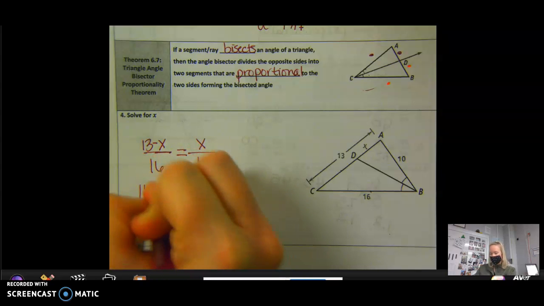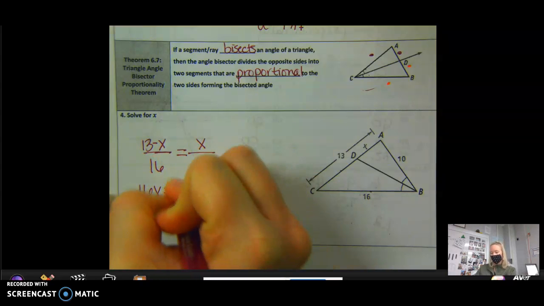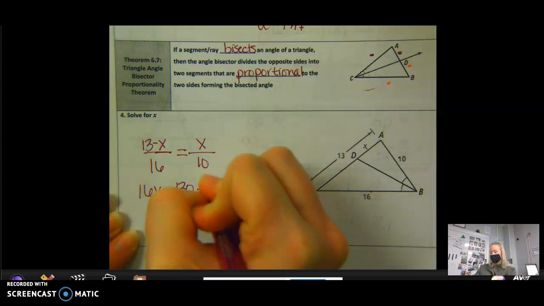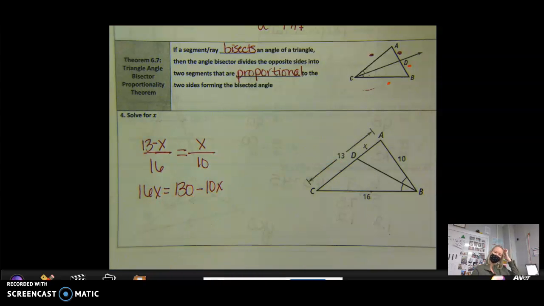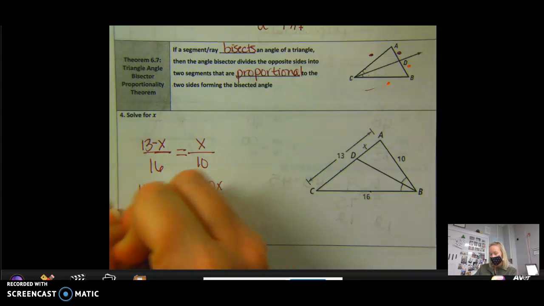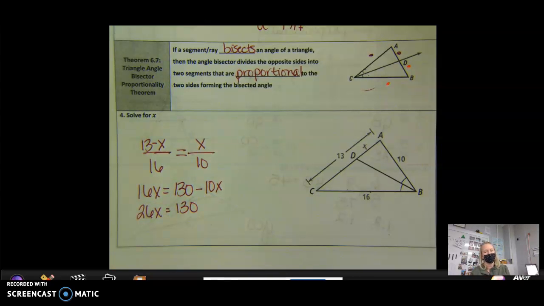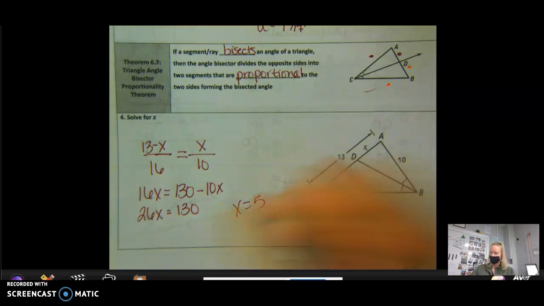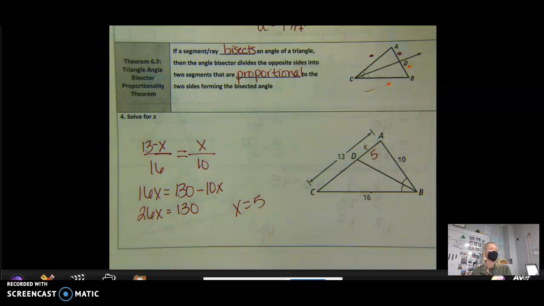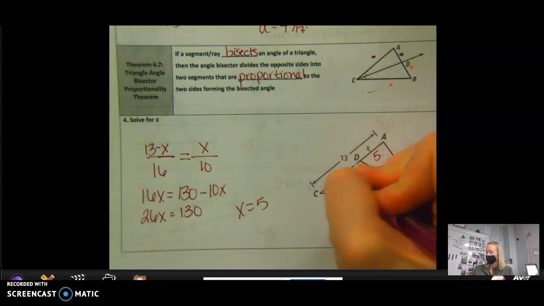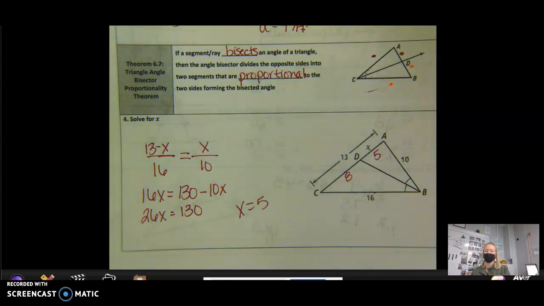We cross multiply. 16 times x is 16x. 13 times 10 is 130. 10 times x is minus 10x, right? I'm going to start moving stuff, so I need to add the 10x to both sides, so I get 26x equals 130. Divide by 26, divide by 26, and what do I get there? So x equals 5. How much is D to C then? You just take that 13 minus that 5, right? Good job, guys. Bueno.